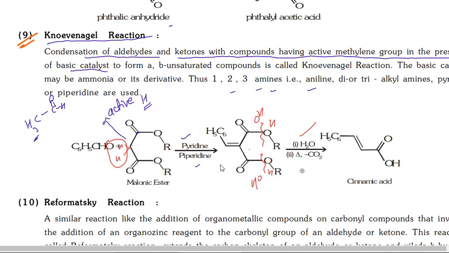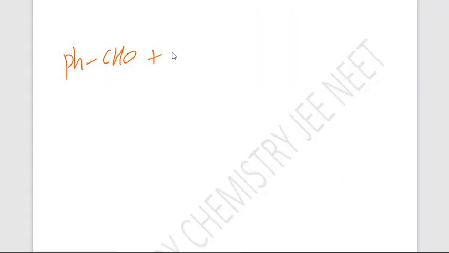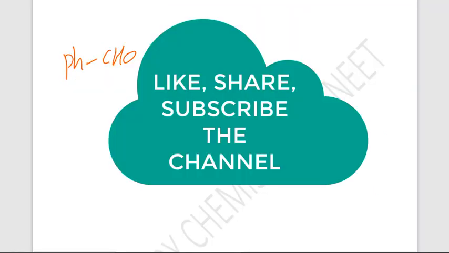Then 2 carboxylic acids on same carbon. In the last class also we discussed two carboxylic acids are there on the same carbon, by heating immediately carbon dioxide is releasing, decarboxylation takes place. Okay, so here decarboxylation takes place. This is the forming cinnamic acid.